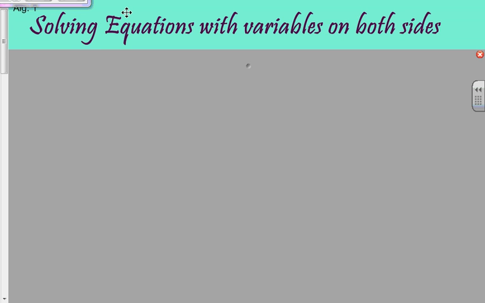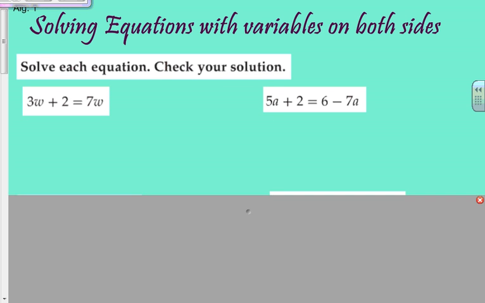Hello, students. All right, this lesson is called Solving Equations with Variables on Both Sides. And it's a lesson that you're going to have to take really good notes on, and you may want to refer back to this in the future, because there's a lot to it.